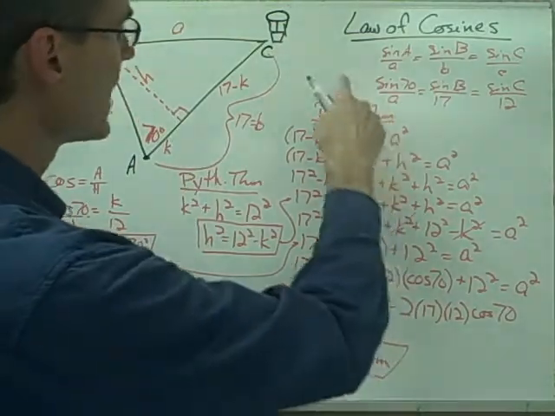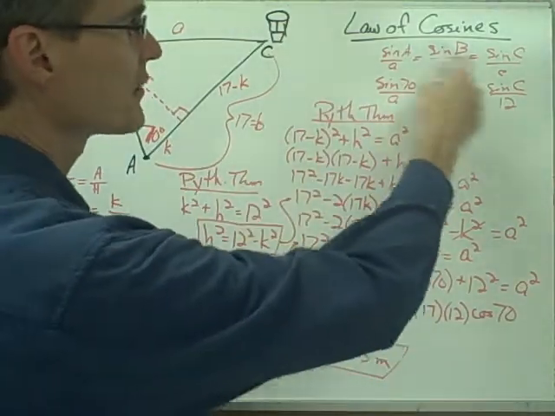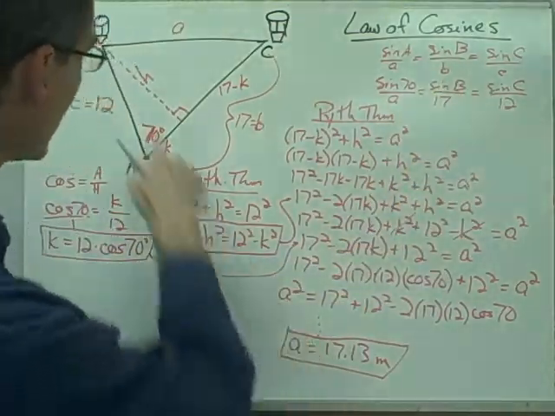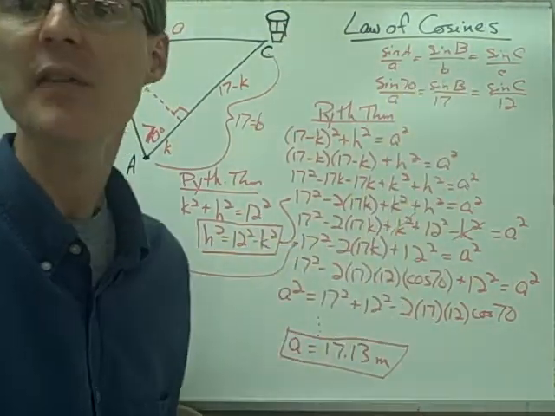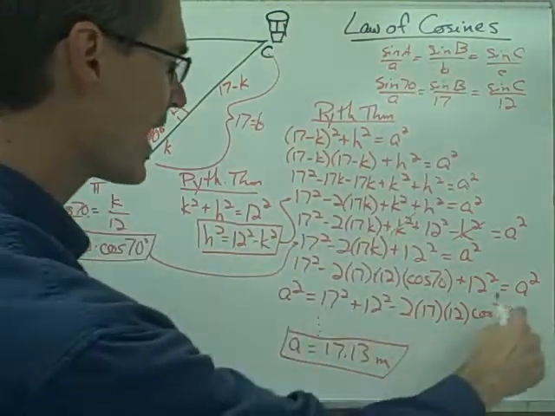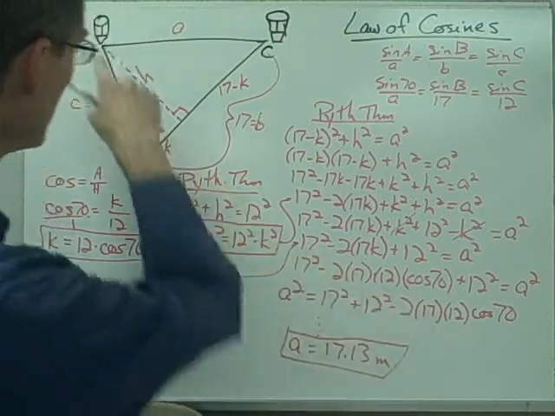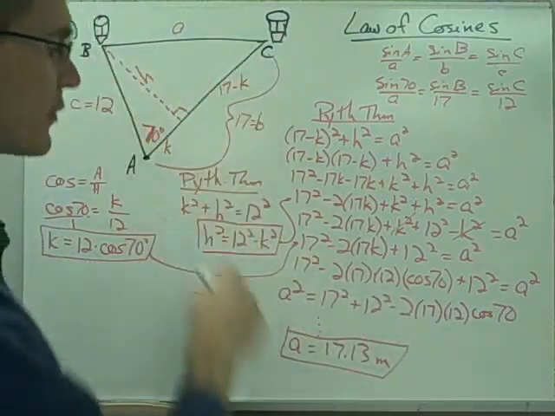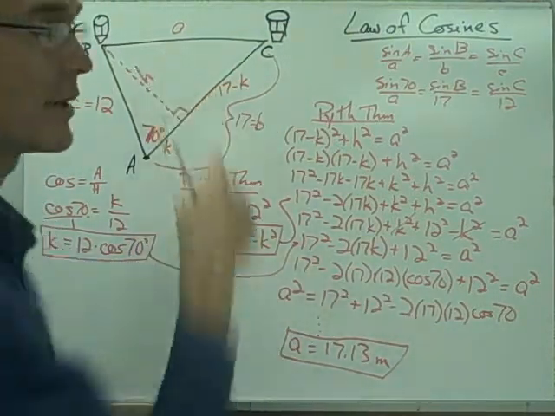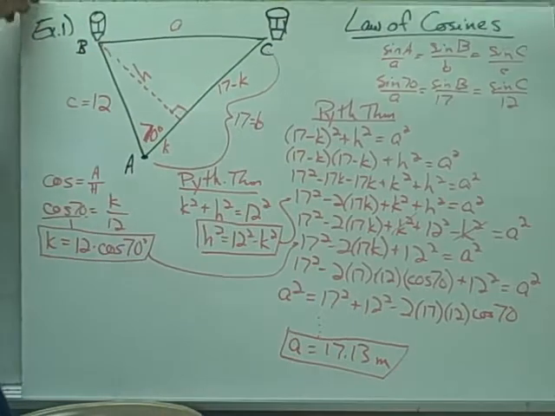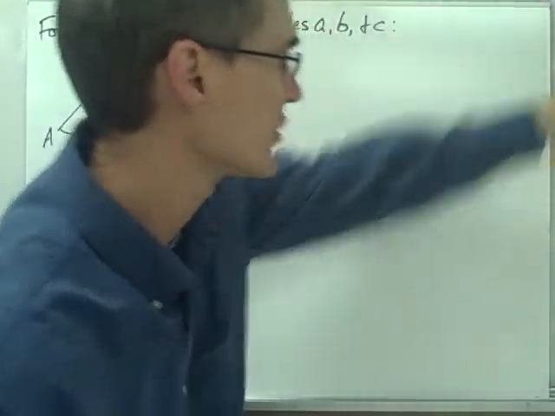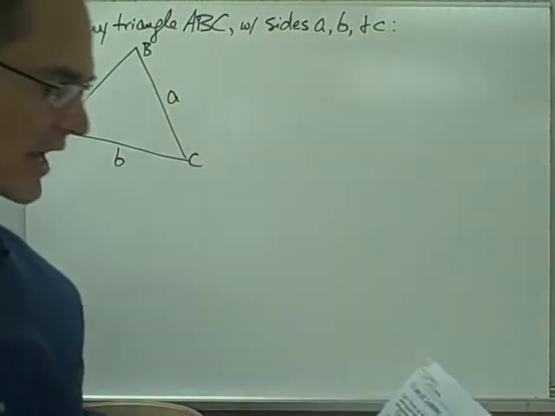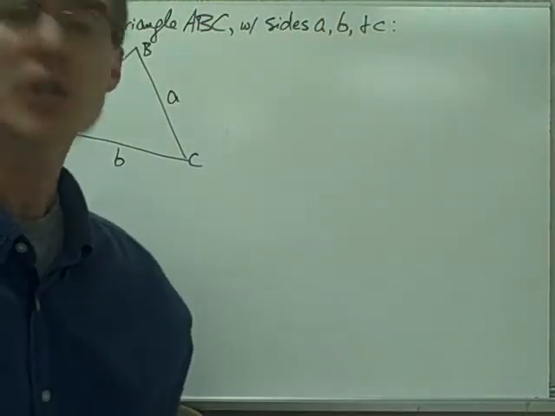In other words, I have a situation here where the law of sines wouldn't help me because I didn't have enough information. And yet now I have a formula that I can use with this given information to solve for another side of the triangle. And that formula that I just came up with is called the law of sines. Excuse me, it's called the law of cosines.